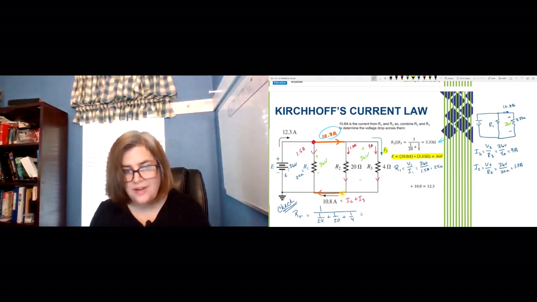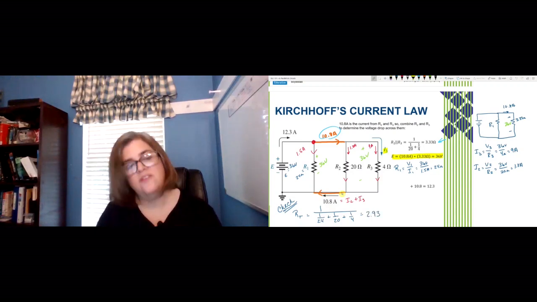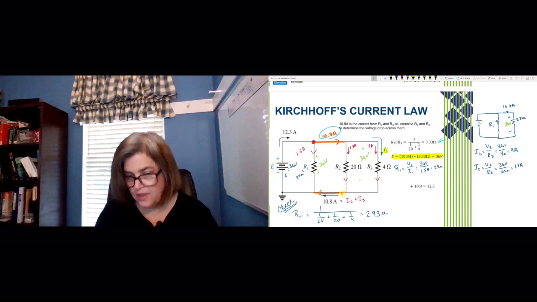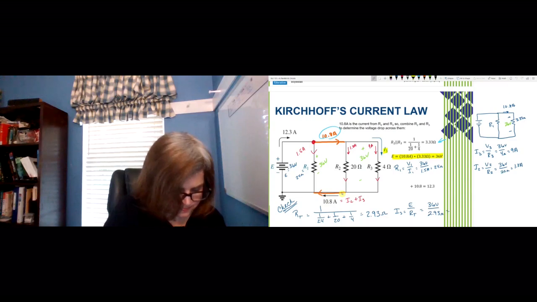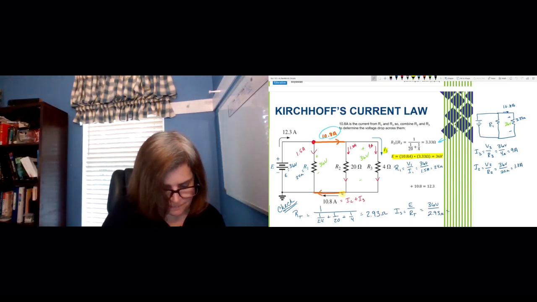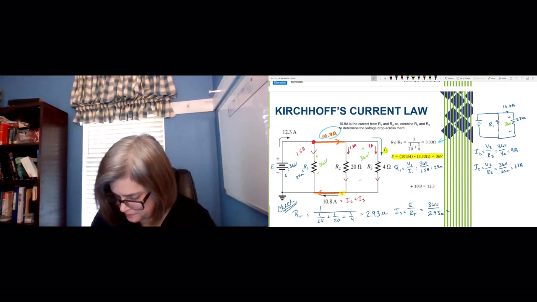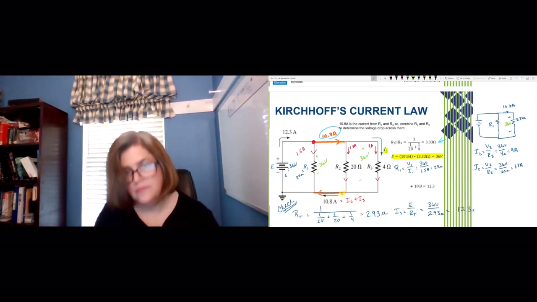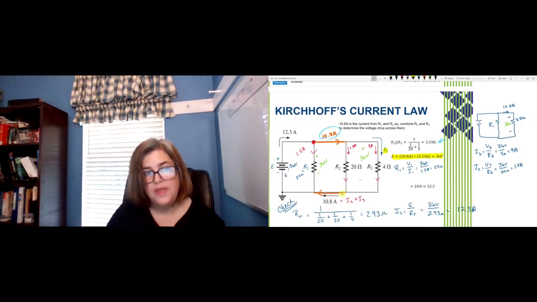And I get 2.93 ohms, which is actually less than 4, so we're good there. And now let's find our source current. If RT is 2.93, if I take my 36 volts and I divide by 2.93 ohms, I get 12.3 amperes. And notice that's what we were given in the beginning.